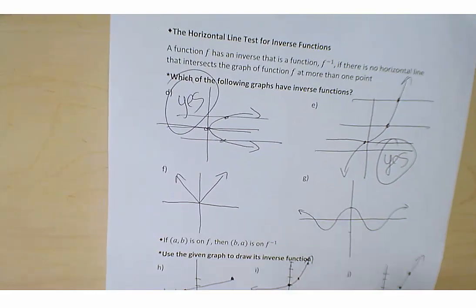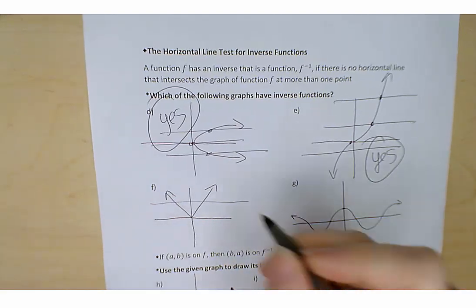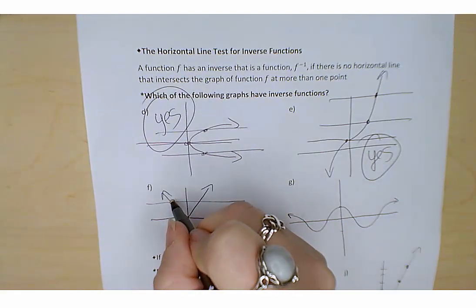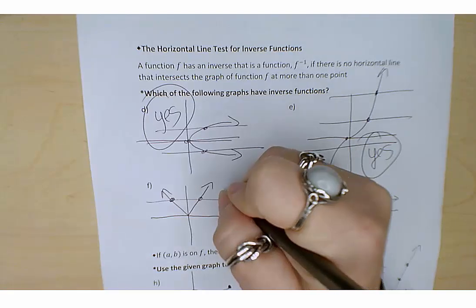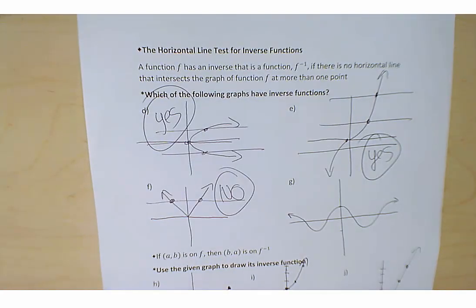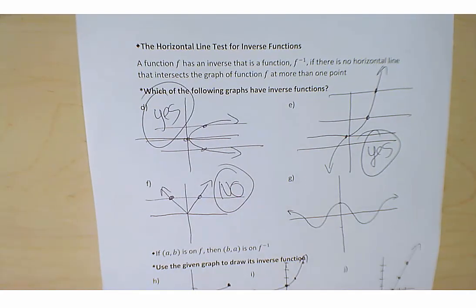If we take a look at example F here, draw a horizontal line. Automatically we see, boom, 1, 2 times. That automatically makes it a no. You only want one intersection. Anything more than that already throws it off.